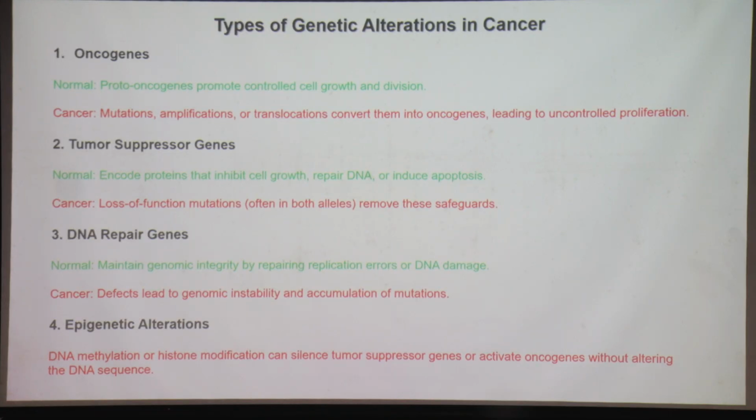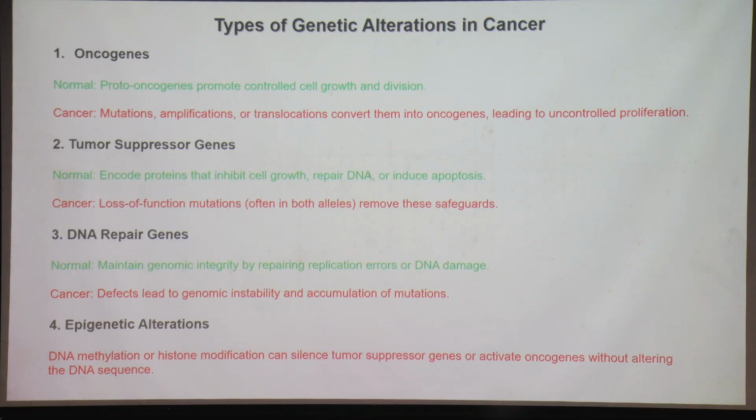Now let's look at the mechanisms. What is happening? I have made four different categories. Oncogenes. You know what oncogenes are? Oncogenes are genes that cause cancer. A very famous example is the SRC protein.